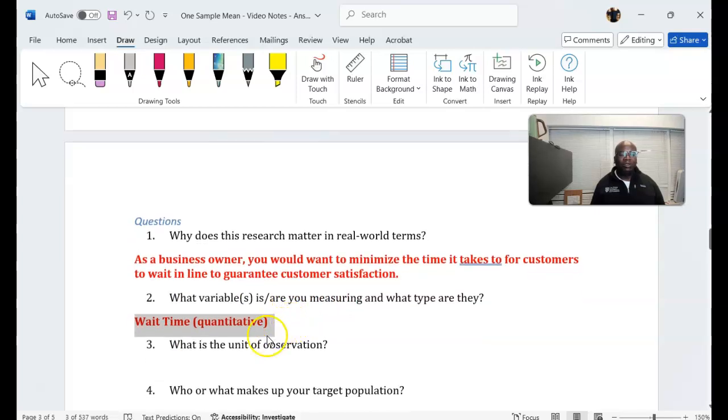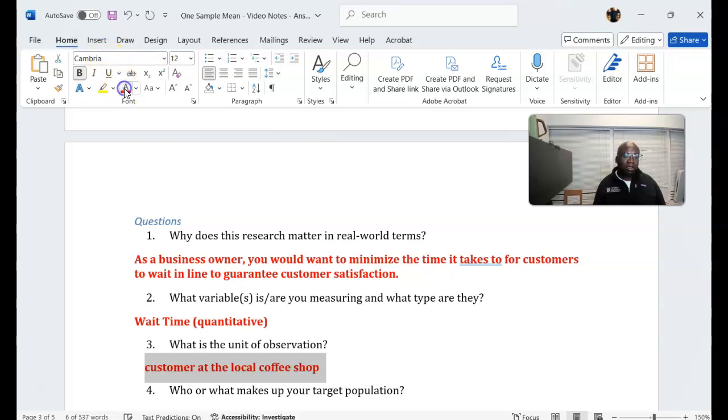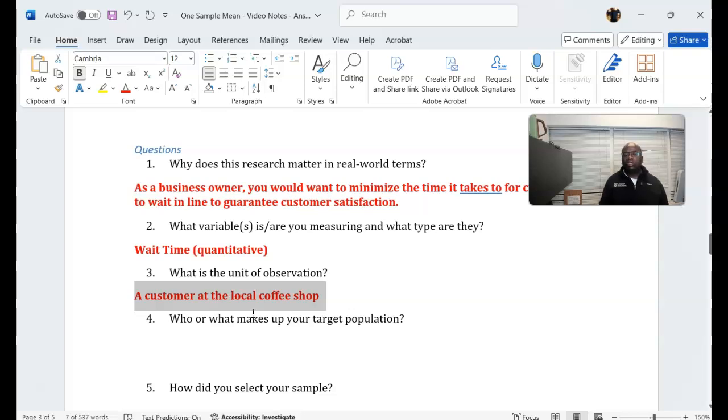The actual unit of observation: we're measuring wait time on what? On the customer of the local coffee shop. A customer. Good. And then, who's our target population?